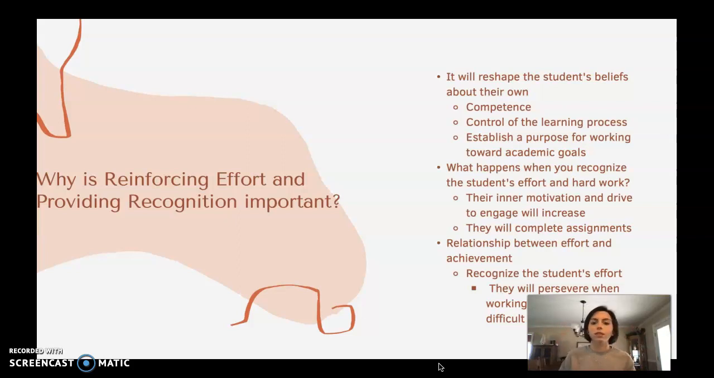So if you recognize that a student's working hard, what are they going to do? They're not just going to sit there. Hopefully they're going to, in turn, keep working hard because they want to show you that they are hard workers and that they can do this. They want to show themselves as well.